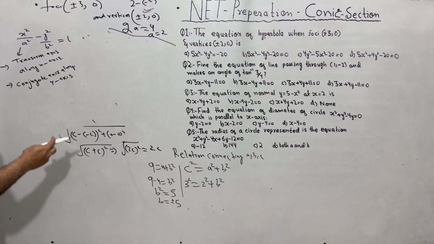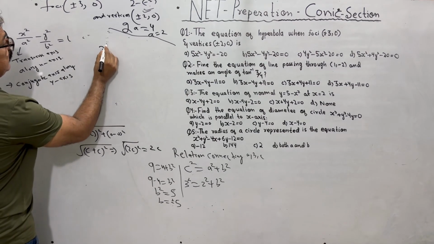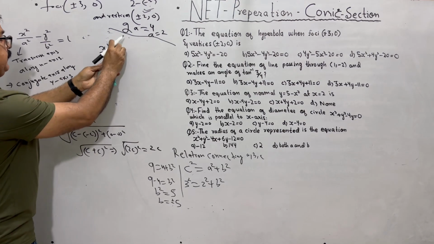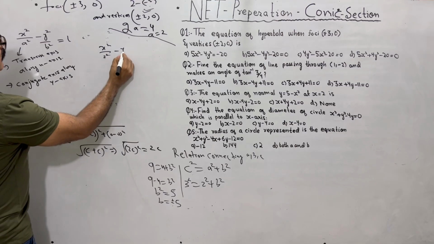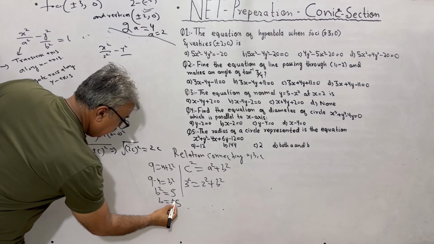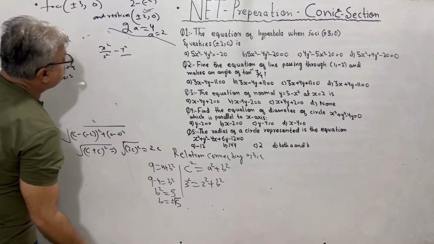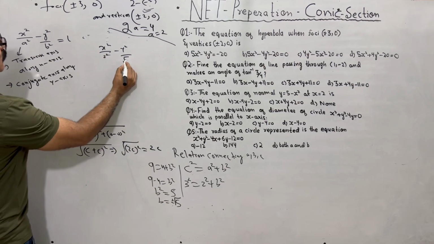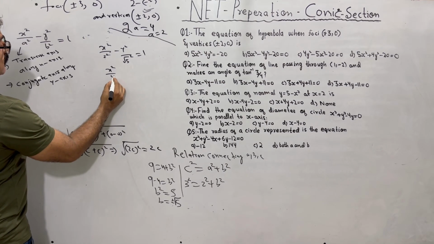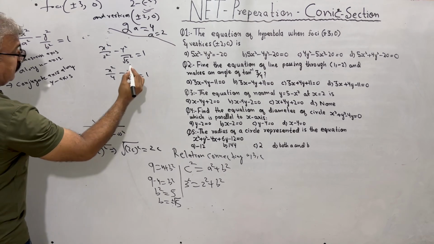We have determined the transverse axis is along the x-axis, and now we manage the value of a. a is 2, and b is root 5. To remove the square, we write the square root in that case: root 5 squared is equal to 1. So it is x square over 4 minus y square over 5 is equal to 1.